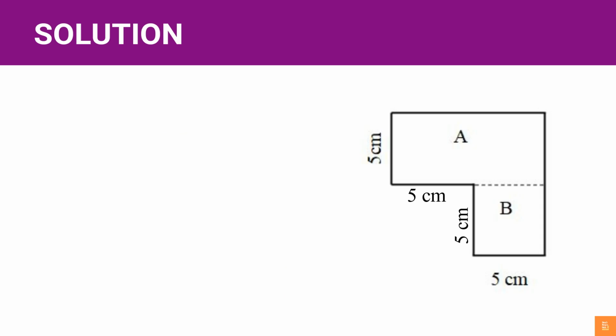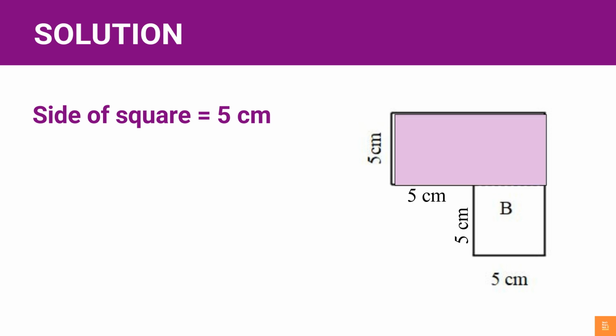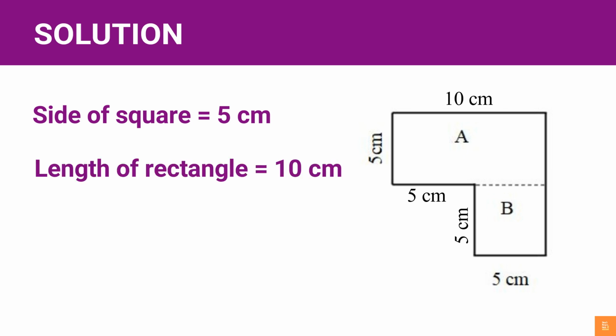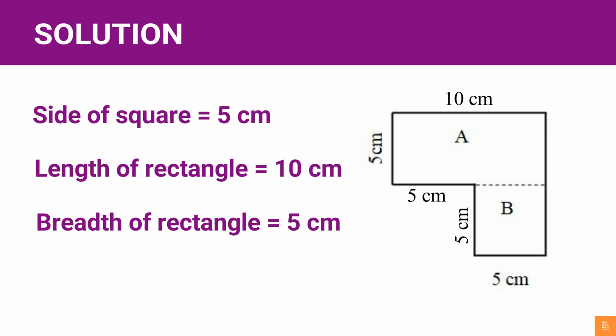From the given information, the side of the square, that is part B, is 5 cm. From this we can find the length of the rectangle, that is part A. It is the same length as the line segment on the opposite side, that is 5 plus 5 equals 10 cm. Breadth of rectangle equals 5 cm.